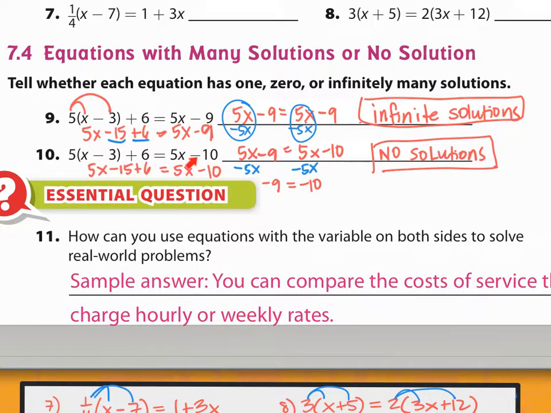On number 10, now same process here. I started down here, and then I got 5x minus 9 equals 5x minus 10. I made my 0 with 5x, subtracted it on both sides, and then I got -9 equals -10. Now, because this is a false statement, right, -9 does not equal -10, I have 0 solutions. I put no solutions, but it's the same as saying there are 0 solutions.